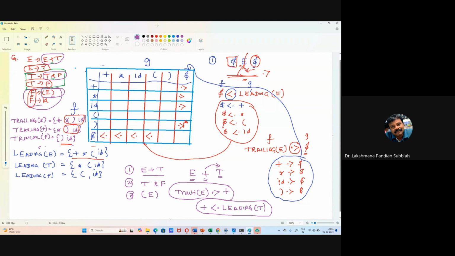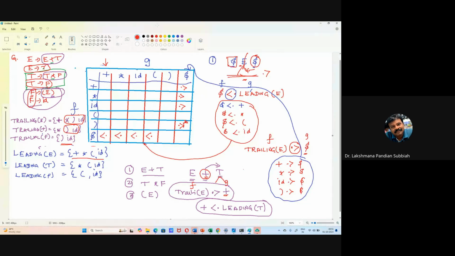Right? Here you have to take this as F of, this as G of. Now this G plus, you take this as G of. So plus less than leading T. Plus less than leading T means, here you see this one, this is a plus, right? Now the T is going to be expanded here in the next level for that plus in the tree. Correct?